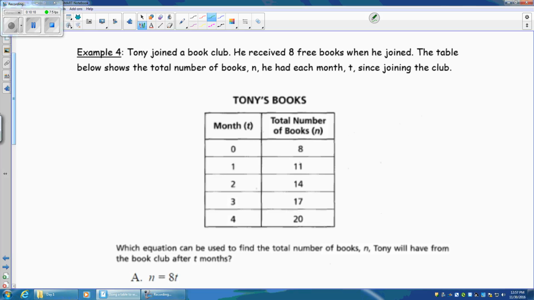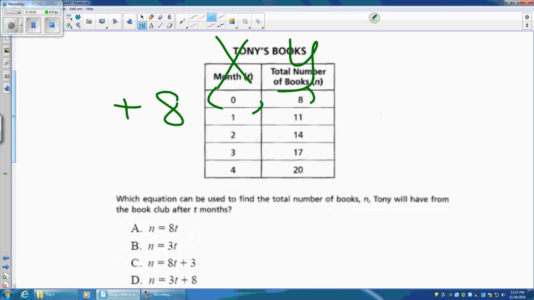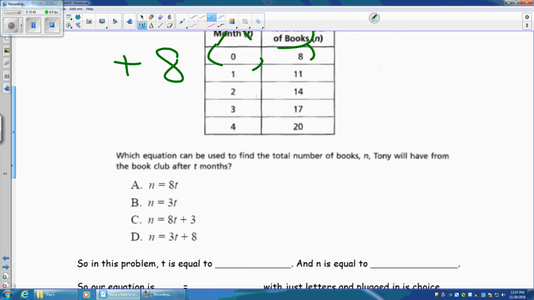All right, so they're not going to use X and Y because they used T for months, I'm assuming for time, and N for number of books, which makes a little bit more sense. Whenever this is the case, I want you to put a big ol' X, be obnoxious, and a big ol' Y, be obnoxious. And then do what we've been doing. This should be super easy. What's the easy point on here? Hopefully you saw 0, 8. So that being said, my y-intercept is 8. It's going to say something plus 8. That should narrow it down already to D.